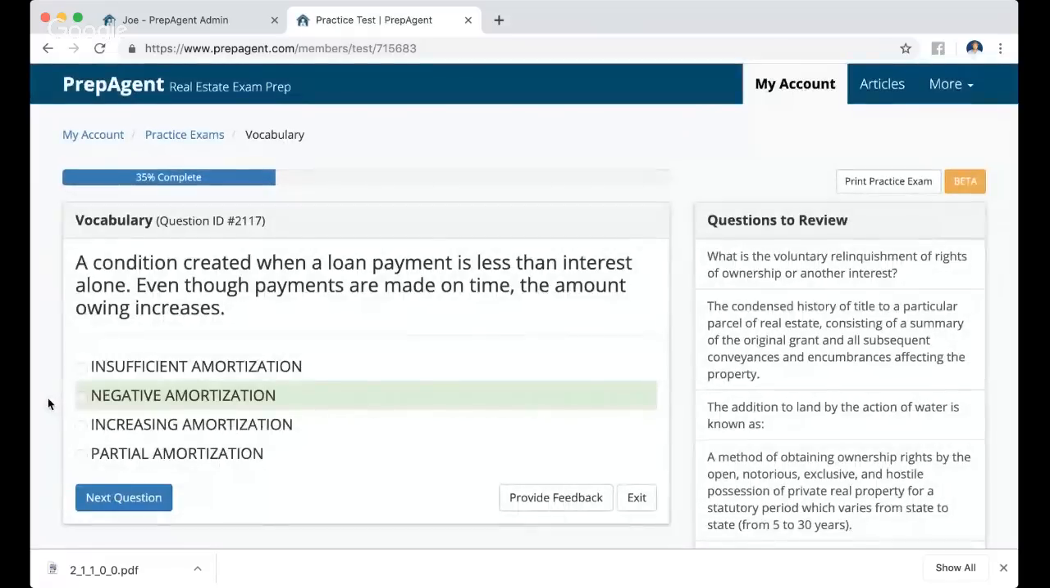Okay, the answer is negative amortization. So negative amortization is when your payments don't cover the interest and therefore your debt keeps going up. Your debt goes up and up and up.